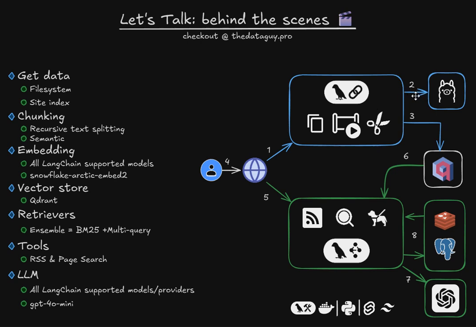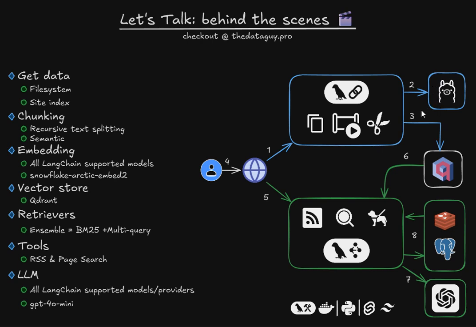To compute the embeddings, because we are using LangChain, that means we can use any embedding model supported by LangChain, which is almost everything. But for the data guy, we are using Snowflake Arctic Embed 2, hosted in Ollama locally, just to save the cost. And it's pretty good results as well.